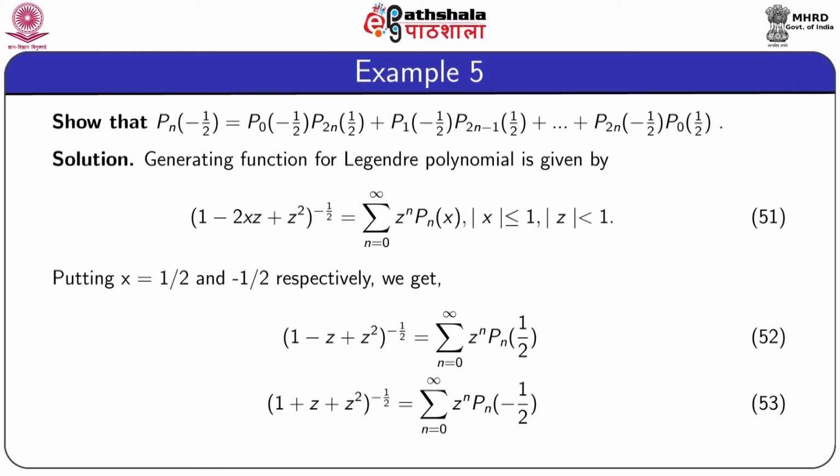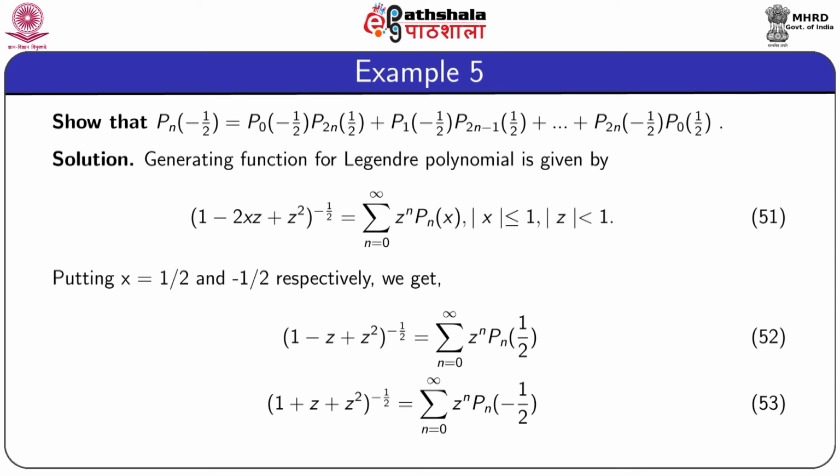Example 5 is a bit different from what we have done in the previous examples. Here we have to show P_n(-1/2) is equal to P_0(-1/2) into P_{2n}(1/2) plus P_1(-1/2) into P_{2n-1}(1/2) plus dot dot dot P_{2n}(-1/2) into P_0(1/2).